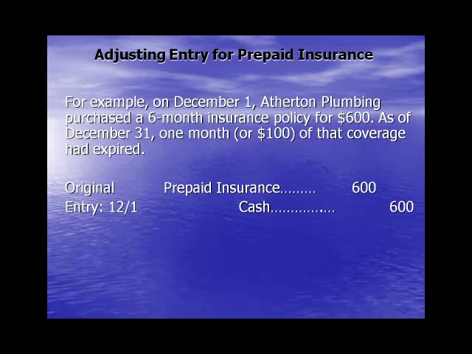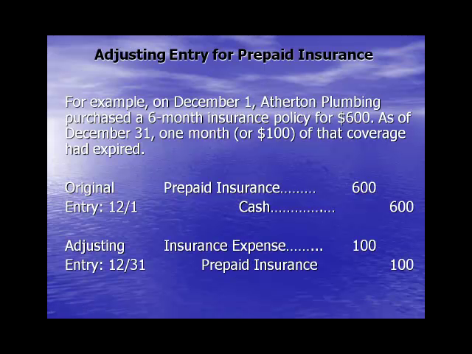Now, the original entry that precipitated the necessity for an adjusting entry was the purchase of the insurance in the first place. What I call the original entry is the transaction that occurred that caused us later on to need an adjusting entry, or suggested we would need one. So on December 1st, that's when we purchased the insurance. So we would have debited prepaid insurance and credited cash. And we know both are asset accounts. And of course, we increase assets with a debit, we decrease assets with a credit.